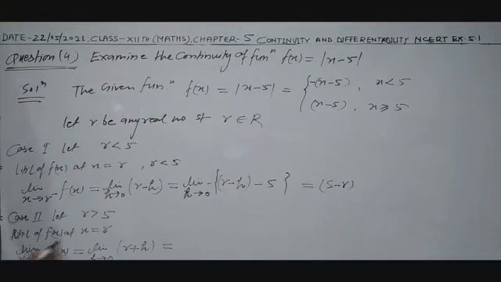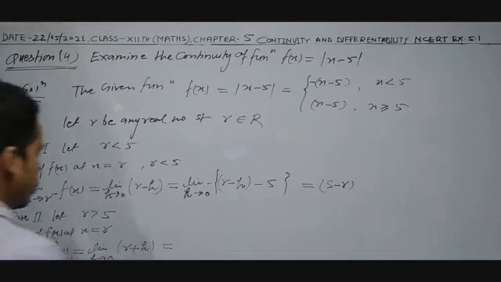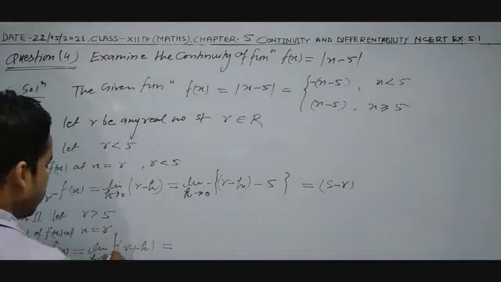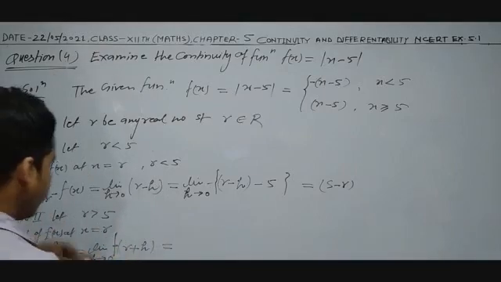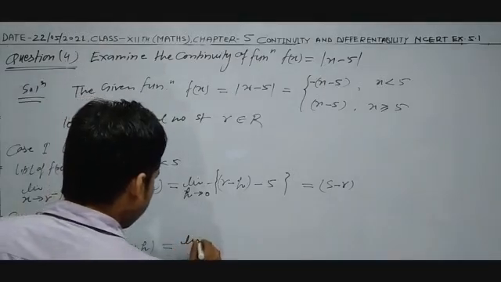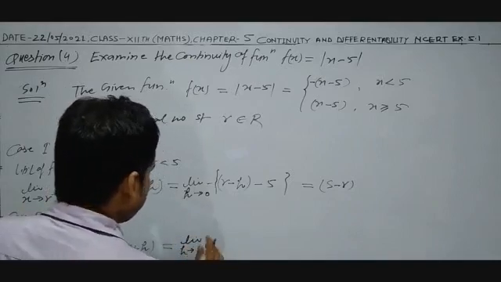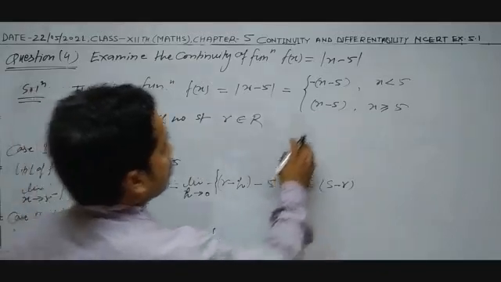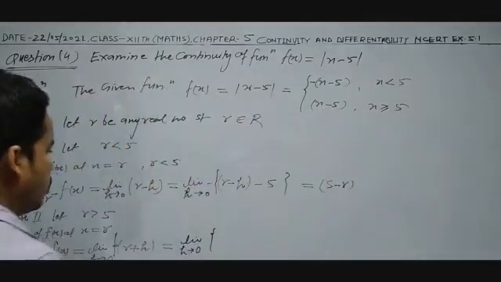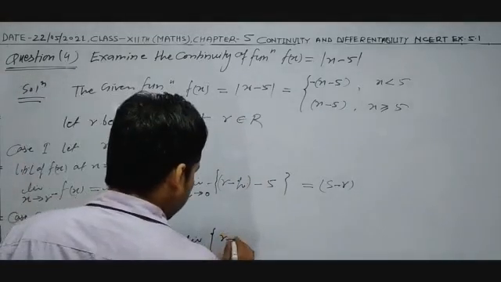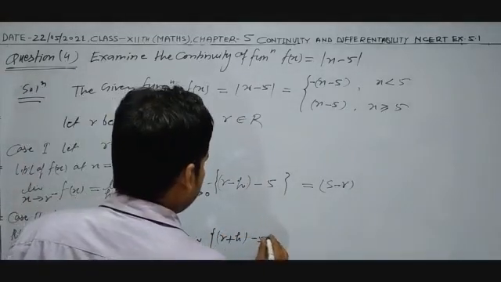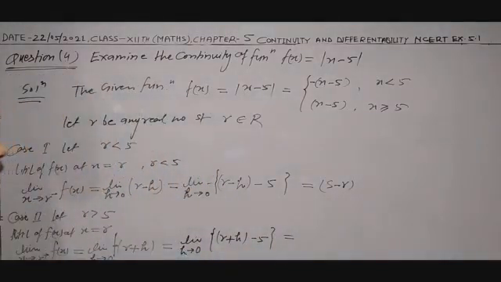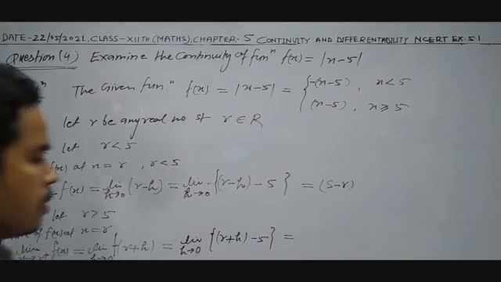Right hand limit of the function when r is greater than 5. In this case, the right hand limit h tends to 0, f of r plus h, and this result will be limit h tends to 0 of r plus h minus 5, since for the greater value you will consider this function, and the result you will get is r minus 5.